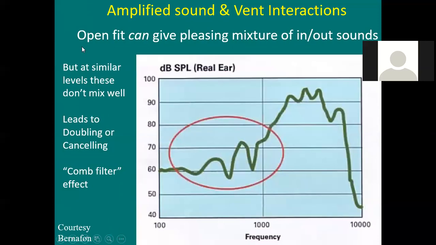But see how vents allow sound coming in as well as coming out. And the sound leaking out of the vent to get rid of the occlusion effect might interact with sound coming into the vent naturally from the outside, and you'll get what you call a comb filter effect, kind of like the teeth of a comb. In phase, out of phase, in phase, out of phase. So you're going to get some strange things that can happen. Open fit can give a pleasing mixture of in and out sounds, but beware of the comb filter effect.